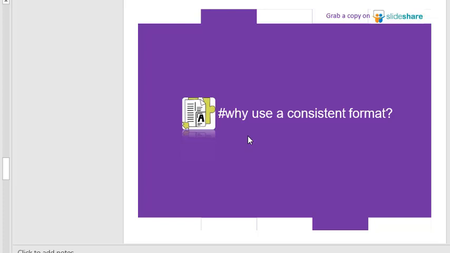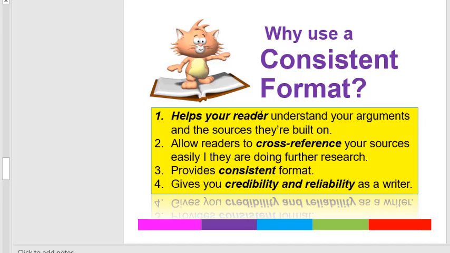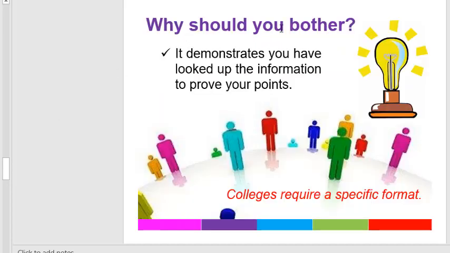Now the next part is: why use a consistent format? The answer is this. It allows readers to cross-reference. It provides a consistent format. It gives you credibility and reliability as a writer. So there should be a consistent format in your research paper. Why should you bother? It demonstrates you have looked up the information to prove your points.